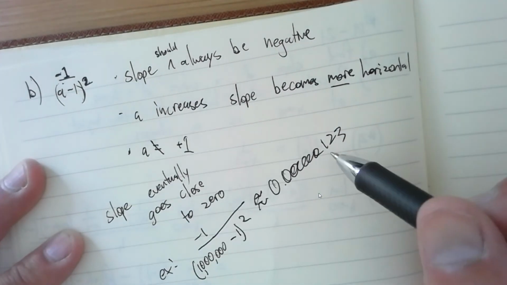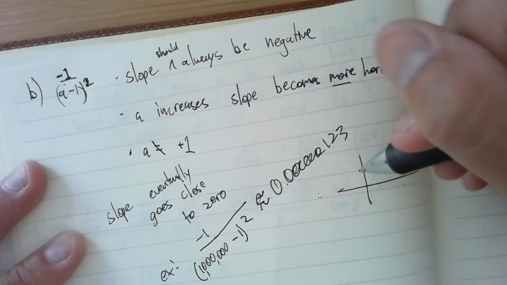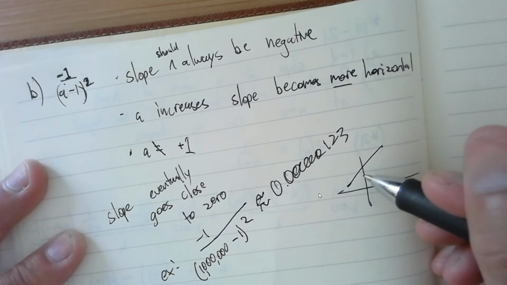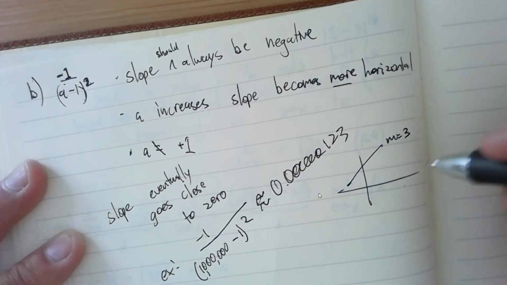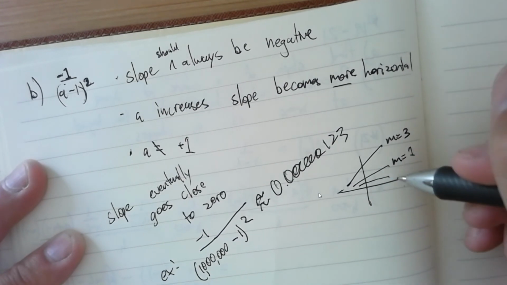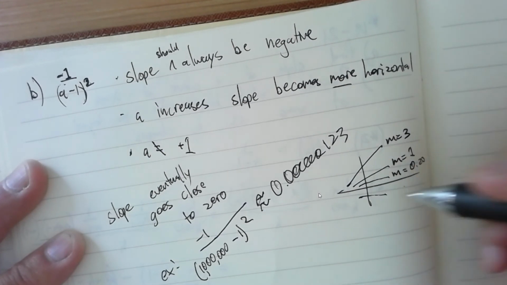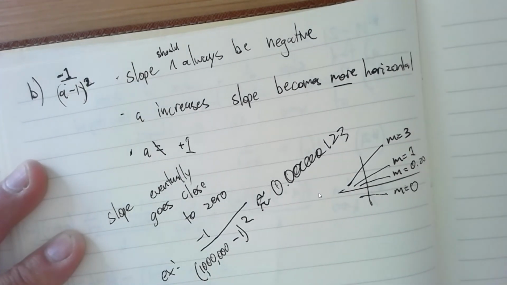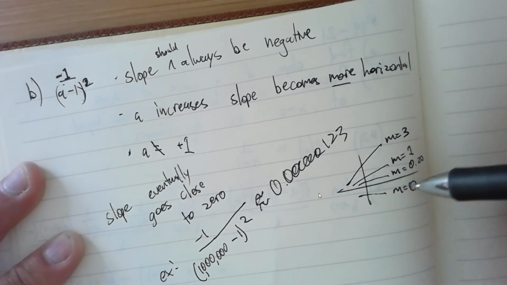And if you think about slope, this would be like a slope of m equals 3, this is a slope of m equals 1. And as you get closer and closer to being completely horizontal, you get a slope that approaches 0. So that's what I mean there.